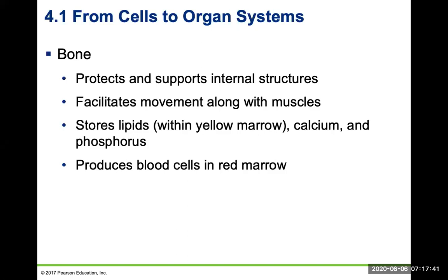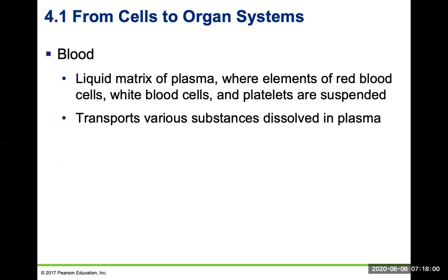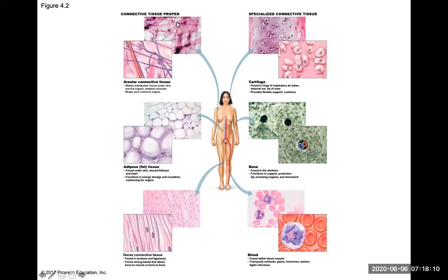Bone protects and supports anything internal to your body, such as your skull bones, which protect your brain. Your rib cage protects your thoracic organs like your heart and your lungs. It stores lipids, calcium, and phosphorus, and it produces blood cells in red marrow. Your blood then is a liquid matrix of plasma, where red blood cells, white blood cells, and platelets are suspended within it. So here's an example of where areolar connective tissue is found: cartilage, adipose, and bone.